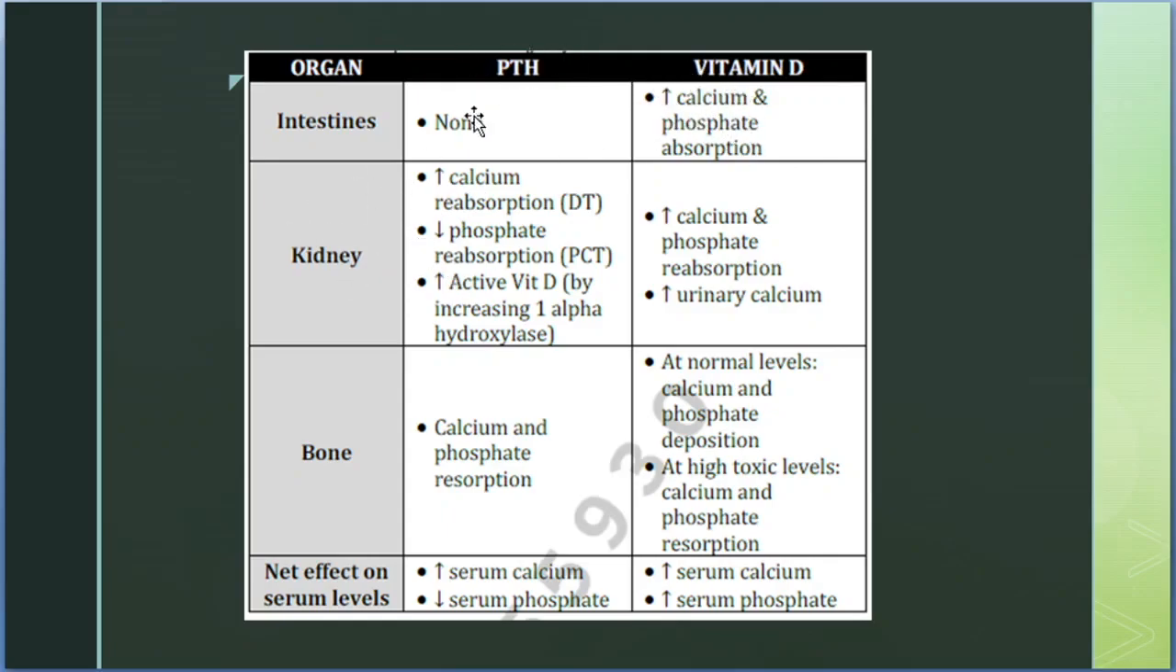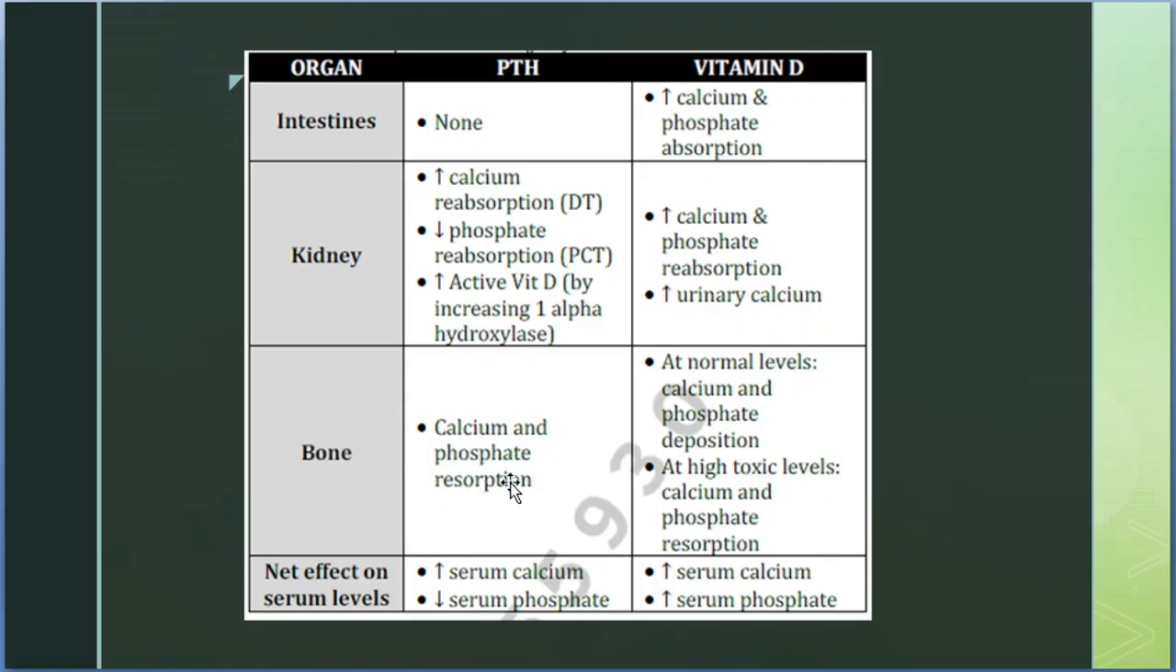How about sa kidney? Your parathyroid hormone causes increased calcium reabsorption, decreased phosphate reabsorption, and increase active vitamin D by increasing your alpha hydroxylase. Sa vitamin D naman, sa action ng kidney is to increase your calcium and phosphate also. So sa vitamin D, walang pili. Calcium and phosphate ang kanyang pinapa-increase and also increase urinary calcium.